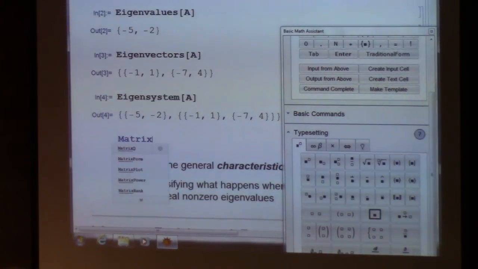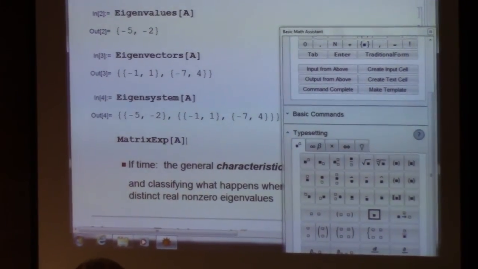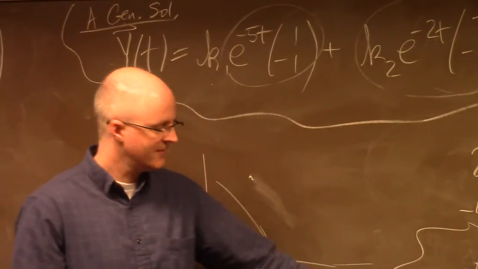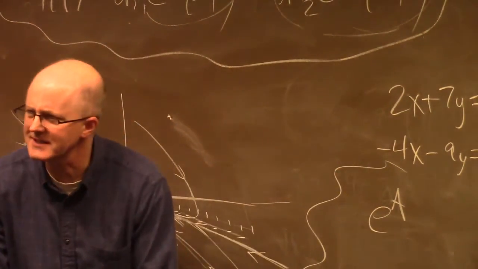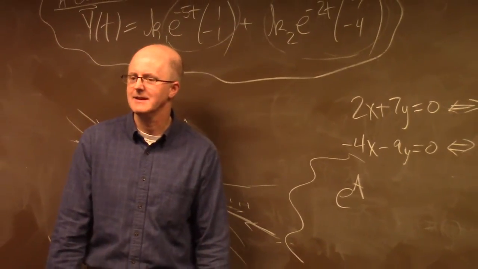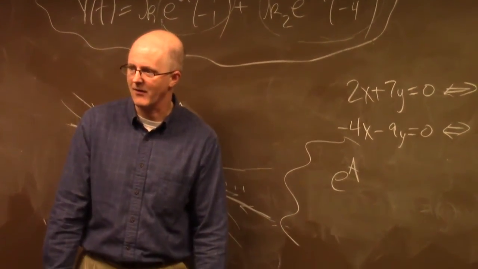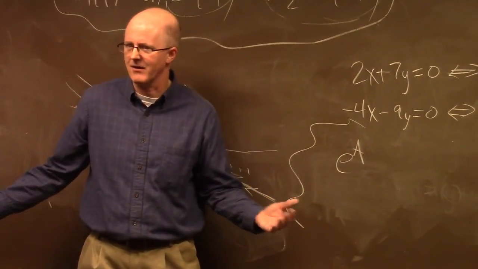Well, here's how you calculate it. MatrixExp. I don't have nearly enough time really to introduce this. Here's how you'd write it by hand. E to the A power, where A is a matrix. Huh? E to a matrix power? Yes, e to a matrix power. How do you make sense out of that? How do you raise e to a matrix power?